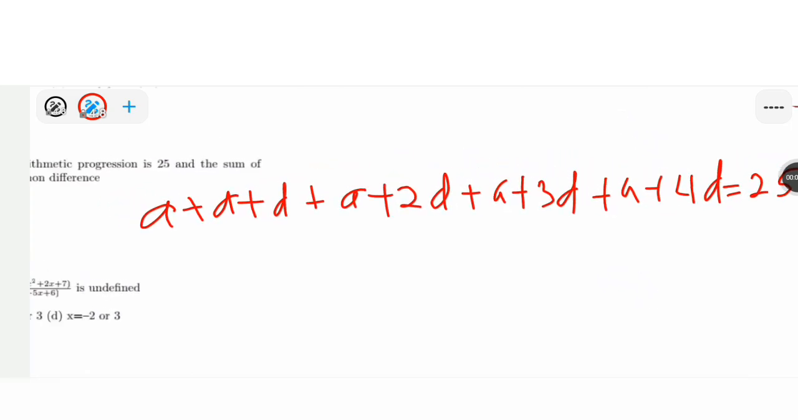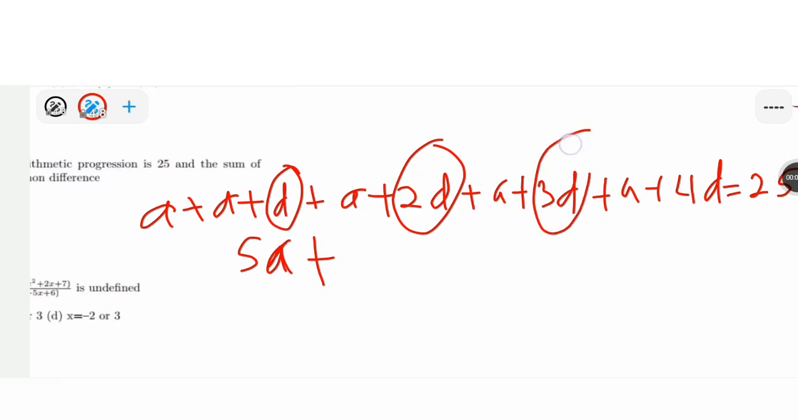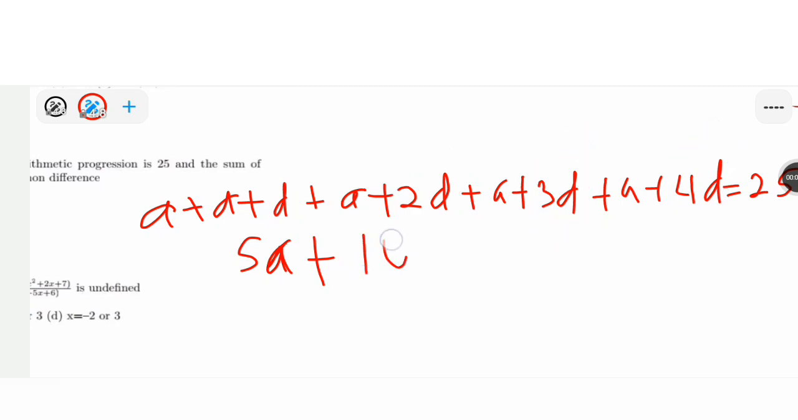So if you add all these guys, you have a, that's 5 a's, so that's 5a, plus, when you add all the d's together, you get d plus 2d, that's 3d, 6d, 10d. So 5a plus 10d is 25. Divide all through by 5, you have a plus 2d is equal to 5.